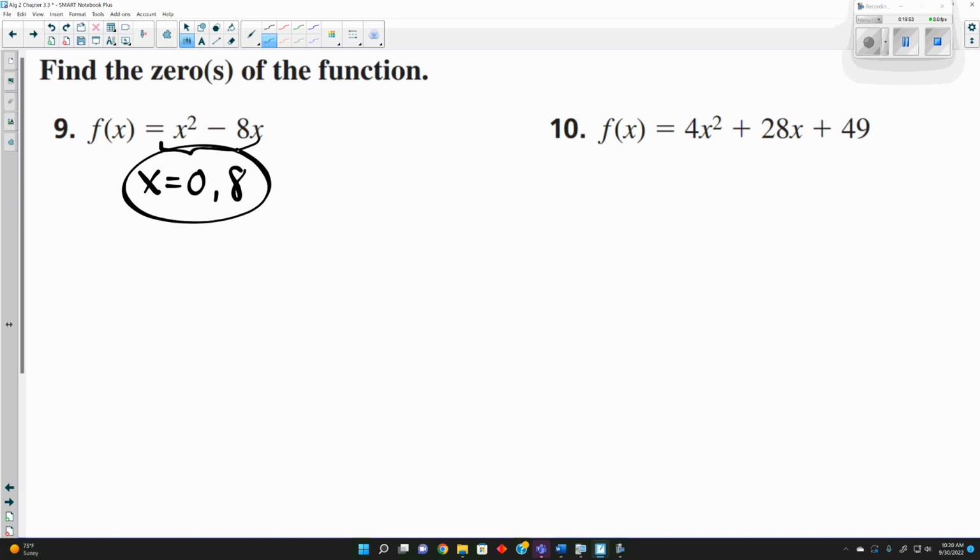One giveaway with these here, and these are nice, if there's not a constant term, a number without a variable, one of the solutions is going to be 0. Because if we plug 0 into this, we'd have 0 squared minus 8 times 0. 0 squared is 0, 8 times 0 is 0. If it doesn't have just a constant term like the next one where it has plus 49 on the end, one of the solutions has to be 0. Any other questions on this here?